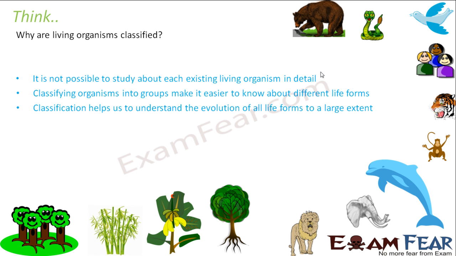Classification helps us to understand the evolution of all life forms to a large extent. Evolution means how different types of organisms came into existence. Classification happens on the basis of basic characteristics, and once we get an idea about the basic characteristics, we tend to get an idea about which organism evolved from which organism. When we spoke about evolution in class 10th, I gave you an example. If you have not gone through that video, you can go through it now.